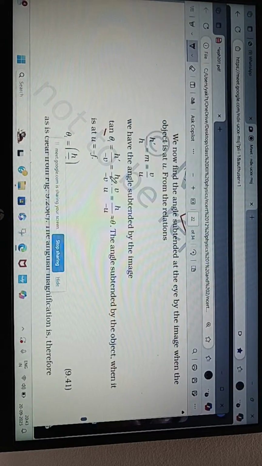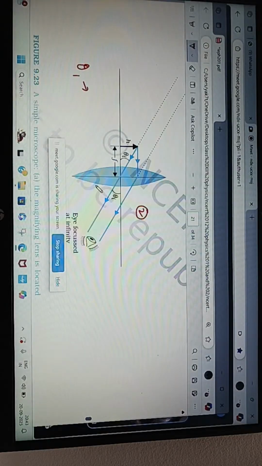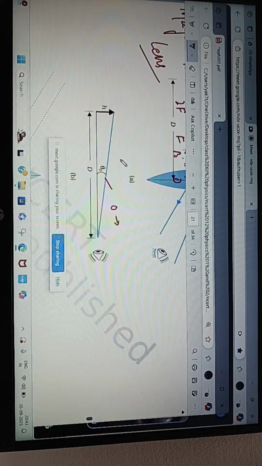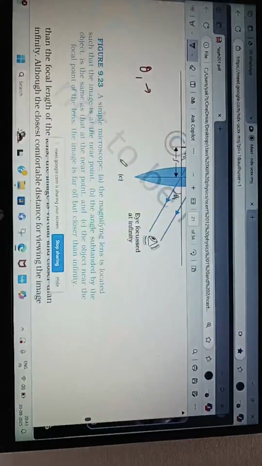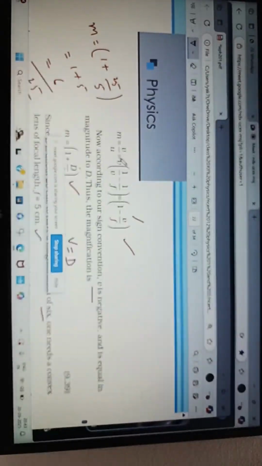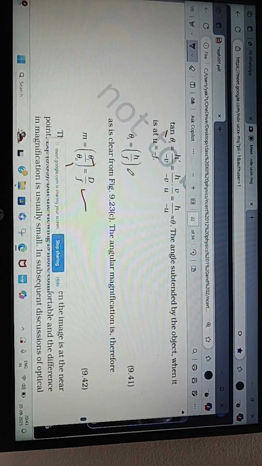Yes, sir. H dash by V. How has this theta I come? Theta I, where is it in the figure? You see carefully. I is this, H dash by V. And again, object angle, where is it? It is not there. Object angle is H dash by capital D. Correct? H dash by F. Yes, sir.